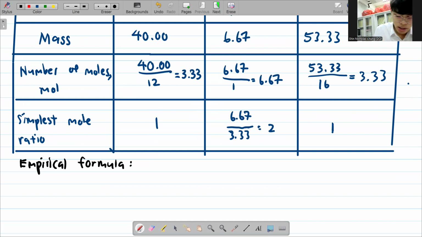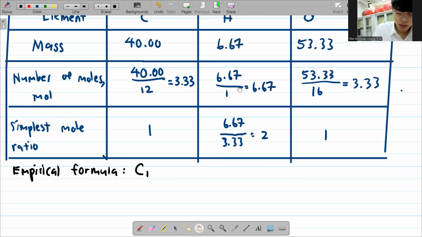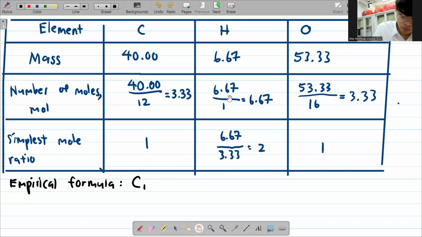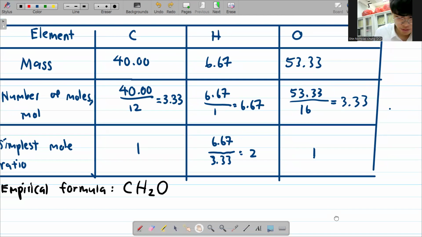Empirical formula is what? Refer back to your table. Carbon is 1, so C1, but you don't have to write the 1. H is how many? H is 2, so write down 2. And your oxygen is 1, where you don't have to write. Done. So your empirical formula here is CH2O. So you get your 3 marks here. Very, very nice.